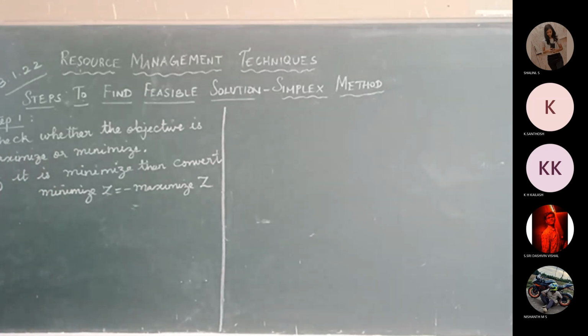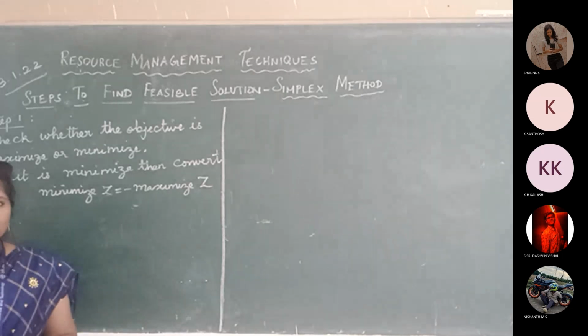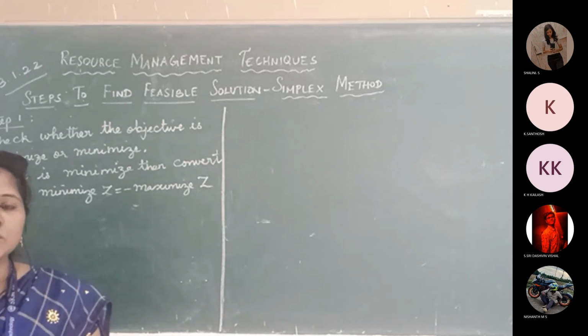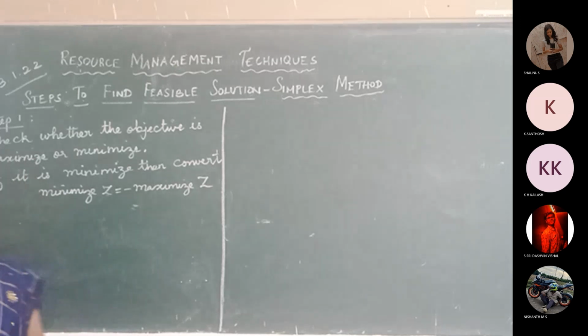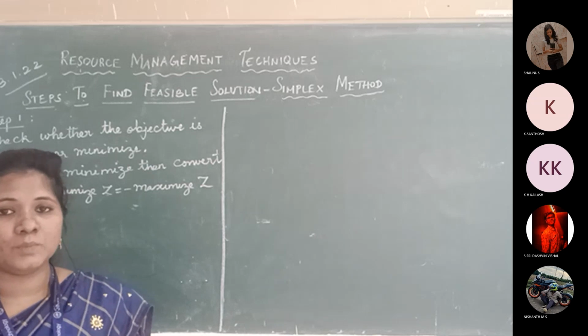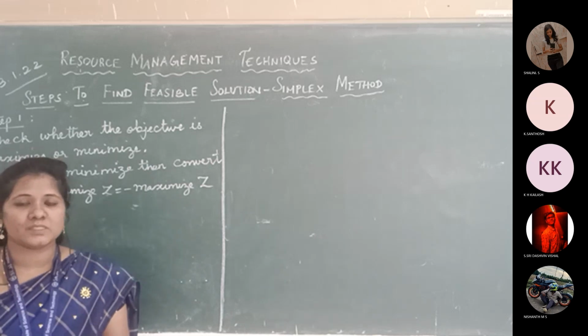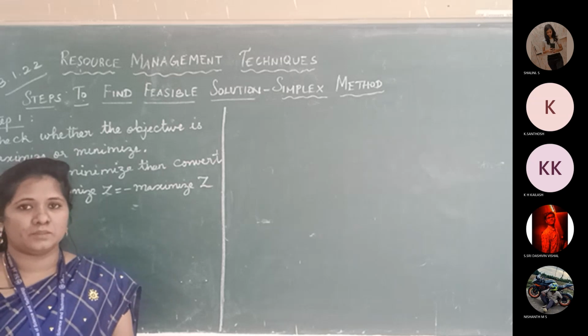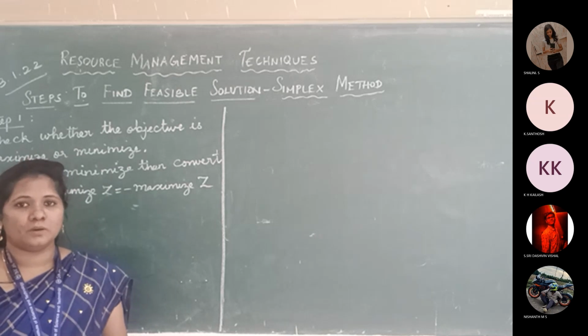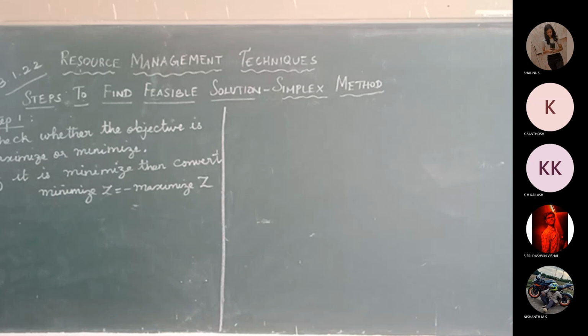Okay, so write your step 1. Check whether the objective is minimize or maximize. Write your steps, put today's date, and write your heading as steps to find your feasible solution using the simplex method. In linear programming, if your variables are more than 2, you'll be using your simplex method, whereas if your variables are only 2, you will be using your graphical method. Okay, write it down. This will be your step 1.